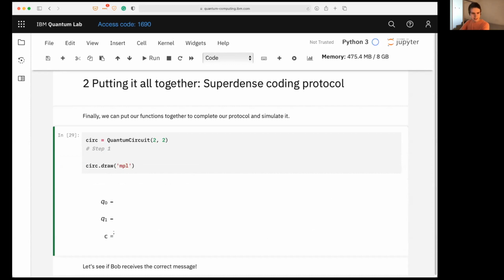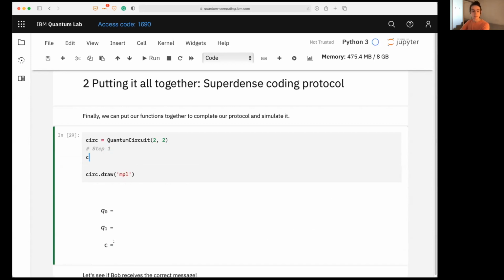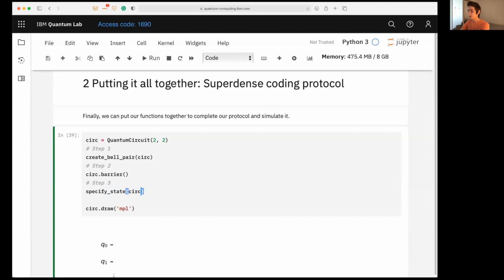Now, like I did before in the recap, step 1 is the function we created called create Bell pair. Step 2 is just a barrier, right? And that's just to indicate that Alice and Bob are going to travel far apart. And step 3 is our encoding function. So that was specify state. We pass in our circuit. And for this one, I guess I'll do 1, 1 as the message we're going to send.